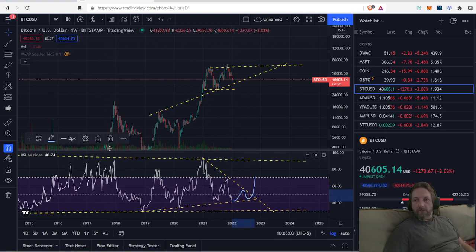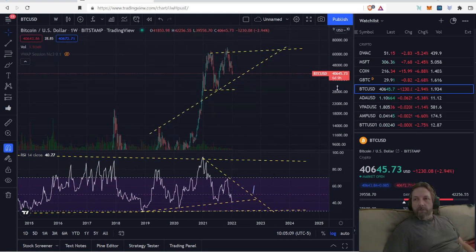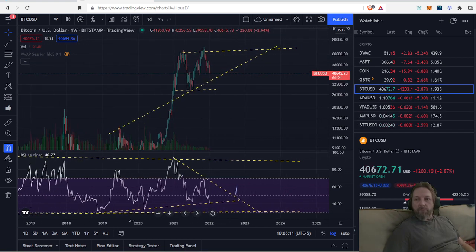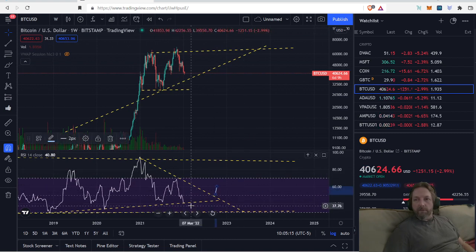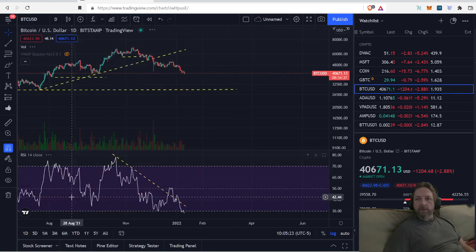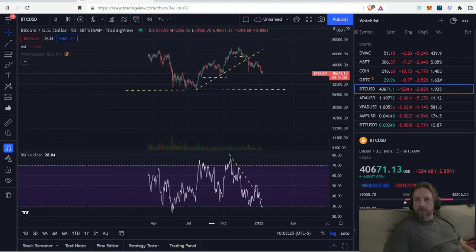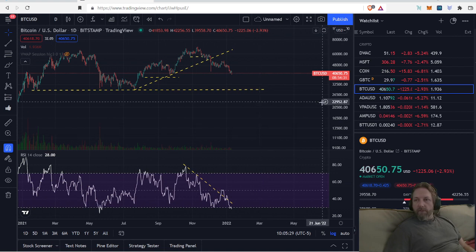So that is where we're at. We are going to need to see something happen here soon, though, if we're going to go up, because this relative strength is going to break if we maintain this course where we're at. Let's go down to a daily chart real quick and see where we're at.